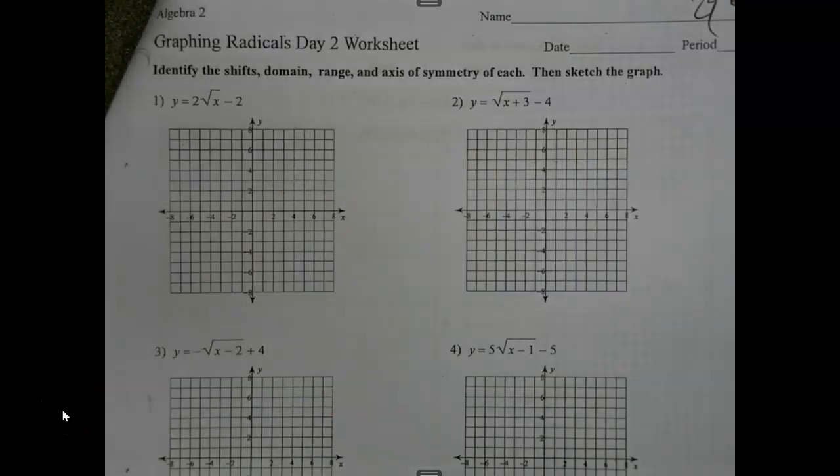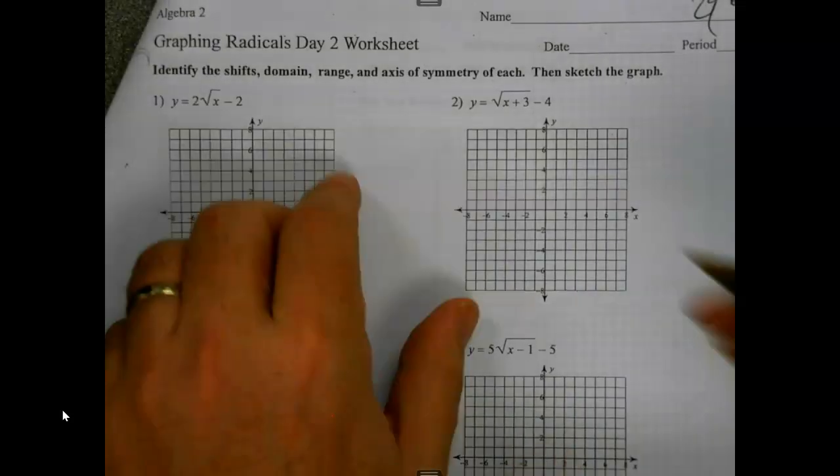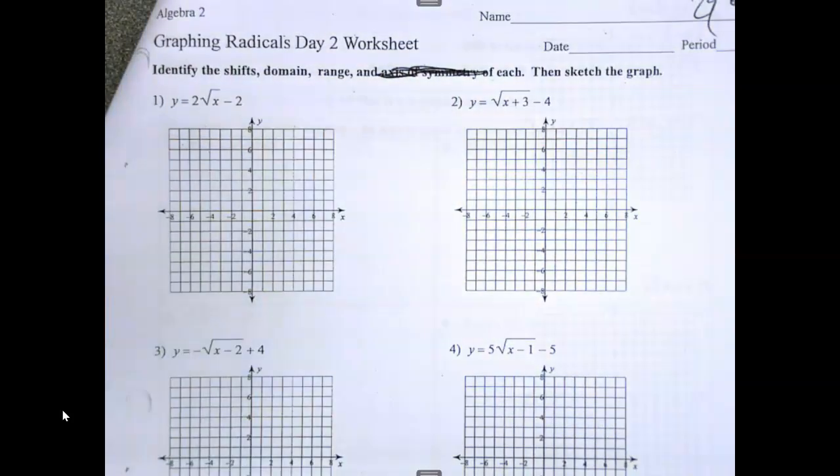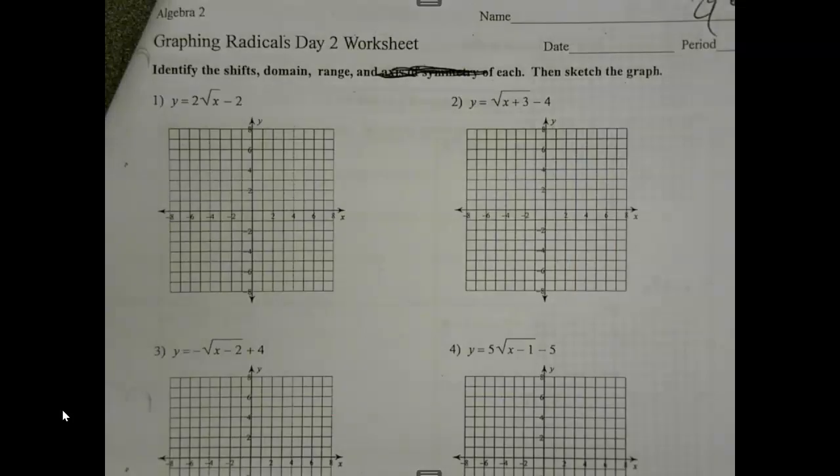All right, ladies and gentlemen, not an incredibly long video today for several reasons. One of which is we just set this stuff up all yesterday, but I do have to make an adjustment right off the bat. There is no such thing as axis of symmetry in graphing a radical. I don't know how that got there, but that's all right.